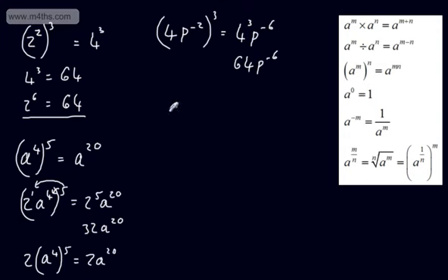And later on we can see that that could be written as 64 over p to the power of 6. If we have a to the power of minus 3 raised to the power of minus 2, we're going to multiply minus 3 and minus 2. So this is going to give us now a to the power of 6. Minus 3 times minus 2, we're going to end up now with this value like so. So that's a nice example. Let's go for another one.